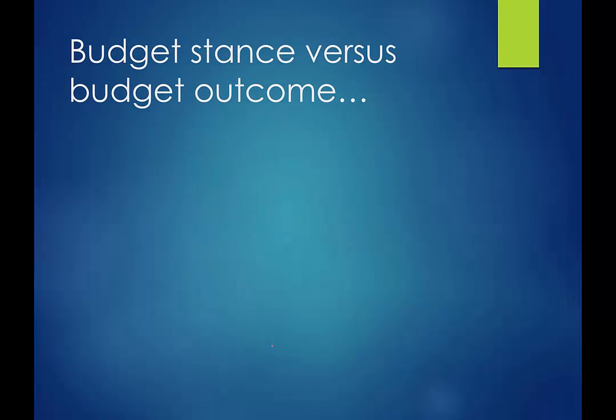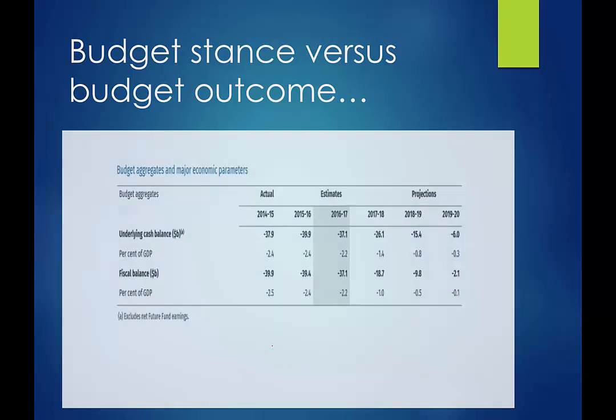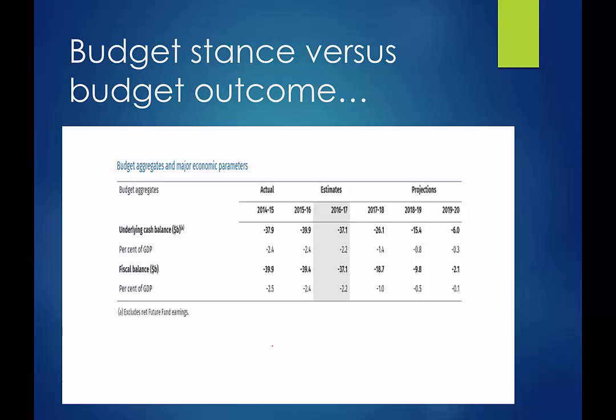All right. Now, the budget stance versus the budget outcome. One thing that students quite often get confused is this idea of stance and outcome. So the theory tells us that if you have a deficit, you're in an expansionary phase. But if your deficit is being reduced, as we see from last financial year to this financial year, even though it's only a tiny reduction, it's actually slightly contractionary.